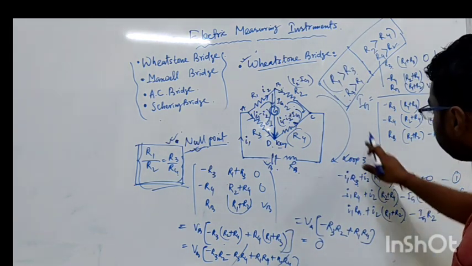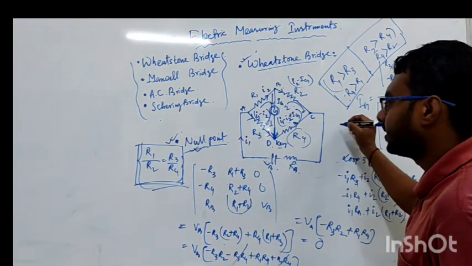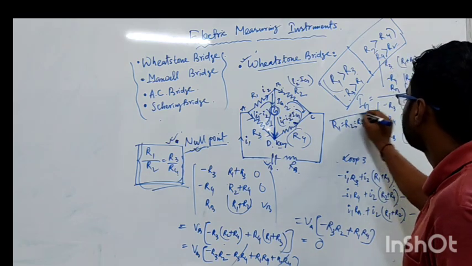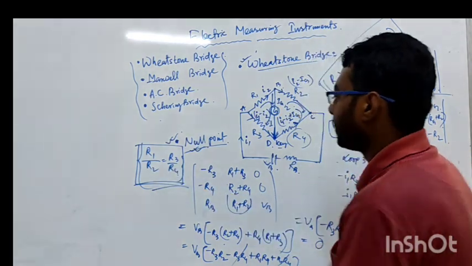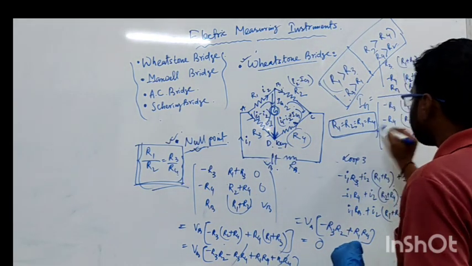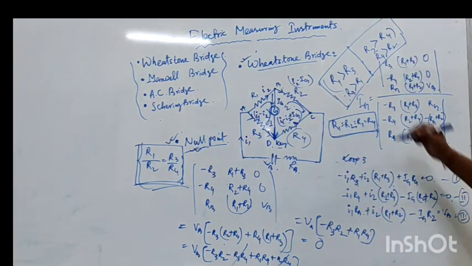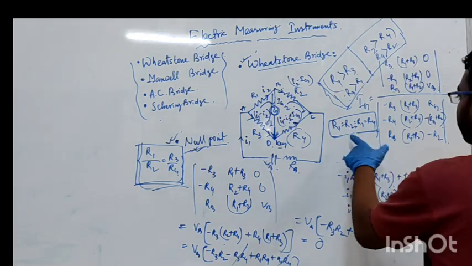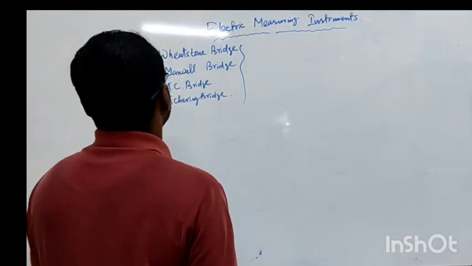And another thing, if we can create a condition such that R1 equals R2 equals R3 equals R4, that also satisfies the nullity condition. If we create that condition, at that point we can get the best stability of the Wheatstone bridge. So for the better stability, we have to remember that condition: R1 equals R2 equals R3 equals R4. So that is the thing about the Wheatstone bridge.